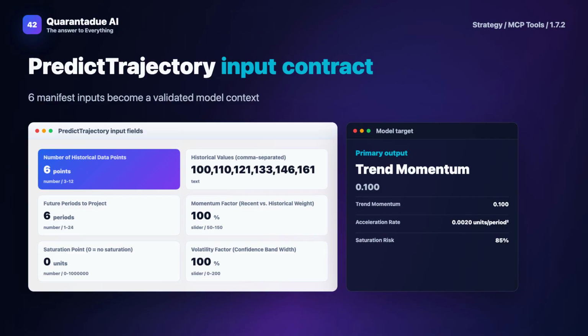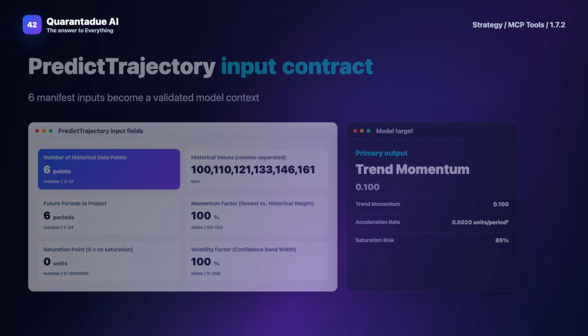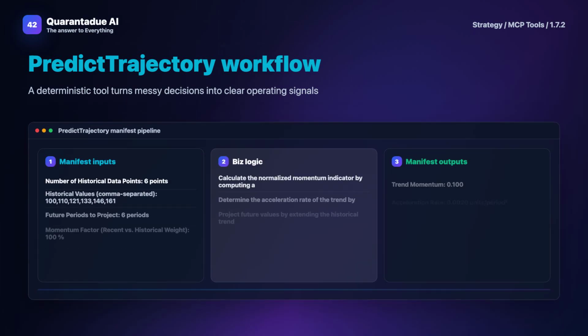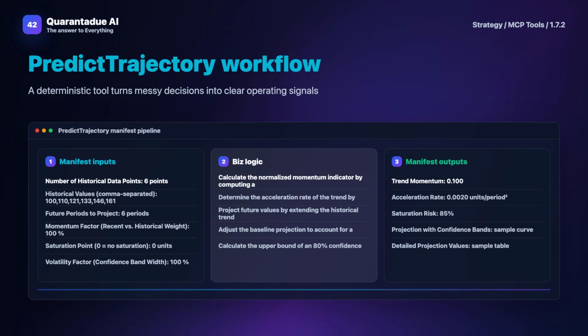The workflow then applies: calculate the normalized momentum indicator by computing a weighted average of recent growth rates, scaled by the momentum factor to emphasize recent trends versus historical averages. Determine the acceleration rate of the trend by analyzing the second derivative of a fitted curve to the historical data, indicating whether growth is speeding up, steady, or slowing down.